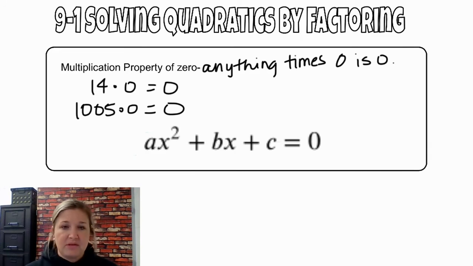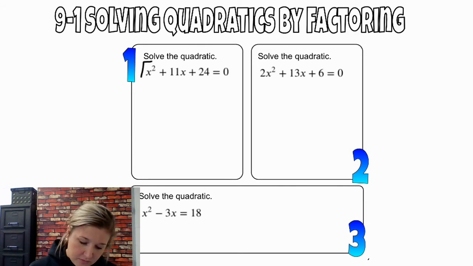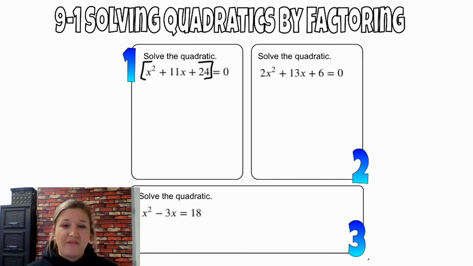So let's take a look at some examples. For the first example, we're going to solve this quadratic by factoring. We're going to factor this piece here. I'm going to find two things that multiply together to give me x squared plus 11x plus 24. Remember, I'm going to find factors of 24, two things that multiply to give me 24, but when I add them, I get 11.